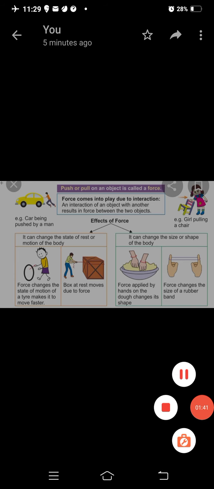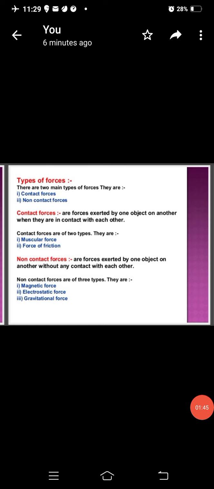Next we discussed the different types of forces. Basically there are two types of forces: contact forces and non-contact forces. First, we will study the contact forces. Those forces in which two interacting objects are in physical contact with each other are called contact forces. Like the example of muscular force, the force exerted by the muscles of our body is termed muscular force. Next, we have the frictional force.